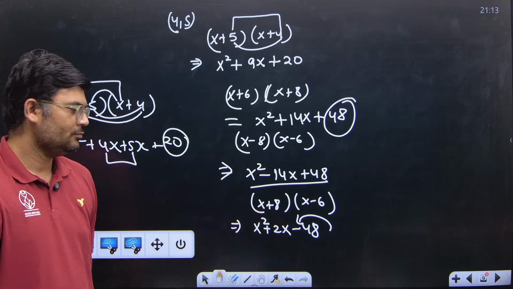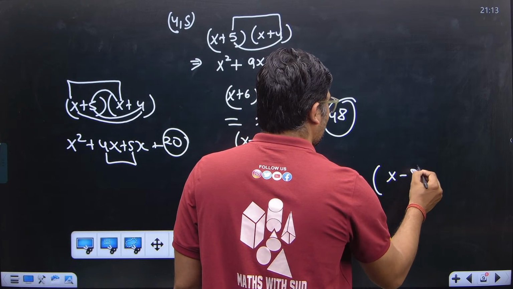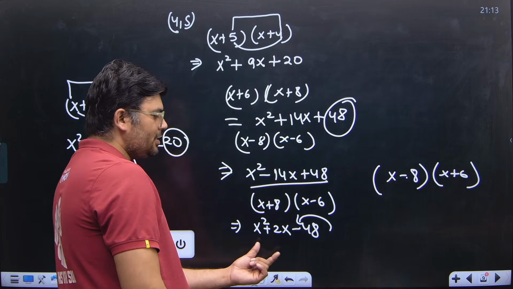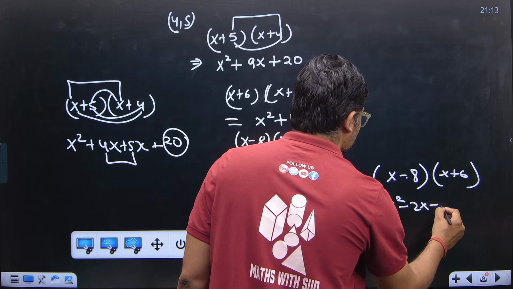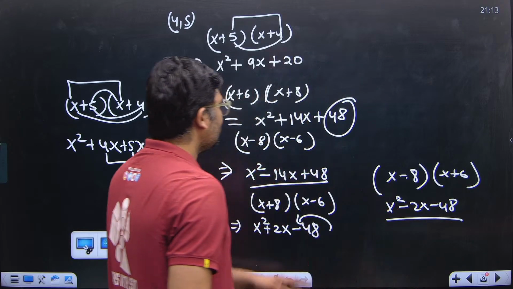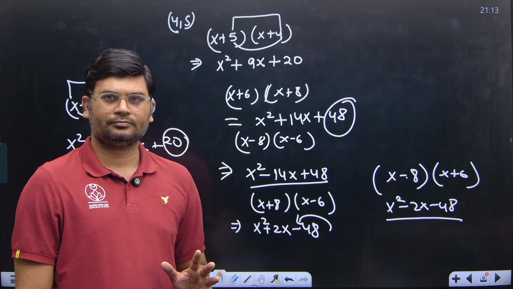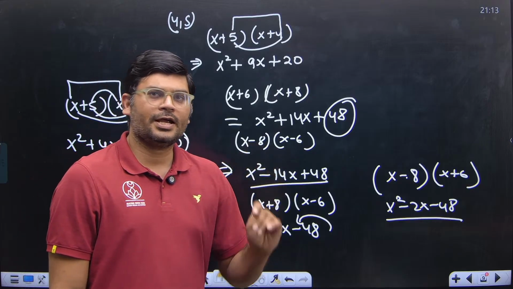Yes. Now if I change the higher number with negative and the lower number with positive, the only change you will see is that this 2x will become minus 2x. So x square minus 2x minus 48. These are the four kinds of quadratic that you will come to see. How many kinds? 4 kinds.